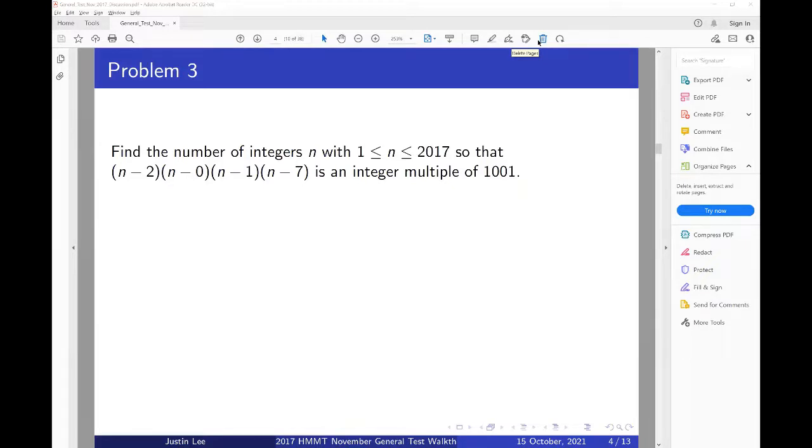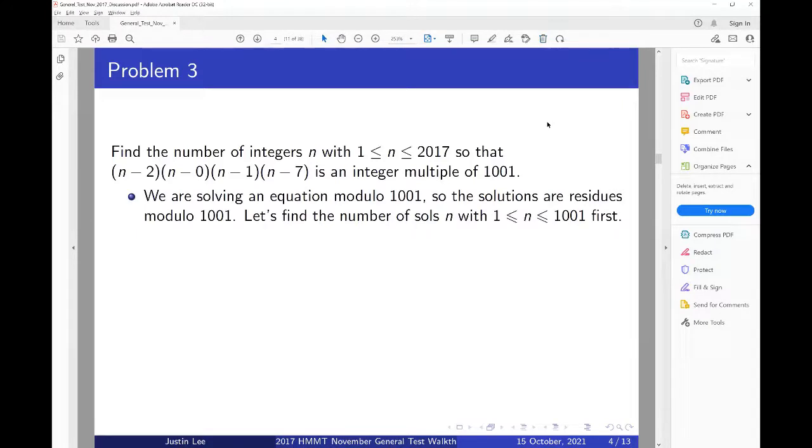Well, first of all, this is a modular equation. It's a polynomial of degree 4, if you will, but we're not going to expand this and treat it just as a polynomial of degree 4, because the factoring is very useful and quite necessary for solving this. But in any case, we are solving an equation modulo 1001. So the solutions are going to be residues modulo 1001.